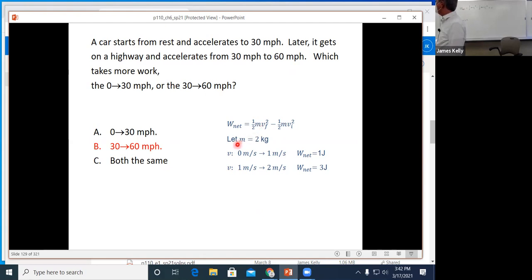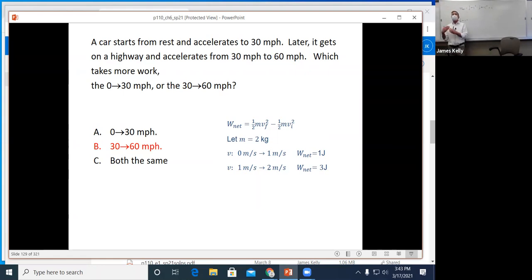So as I go from 0 to 1, the net work is 1 joule. That's 1/2 times 2 times 1 squared minus 1/2 times 2 times 0 squared. That's 1 joule. As I go from 1 to 2, that's 1/2 times 2 times 2 squared, or 4, minus 1/2 times m times 1 squared, which is 1. 4 minus 1 is 3. So it takes 3 times as much work to get from 30 to 60 as it does from 0 to 30. And you may have noticed this in your car.